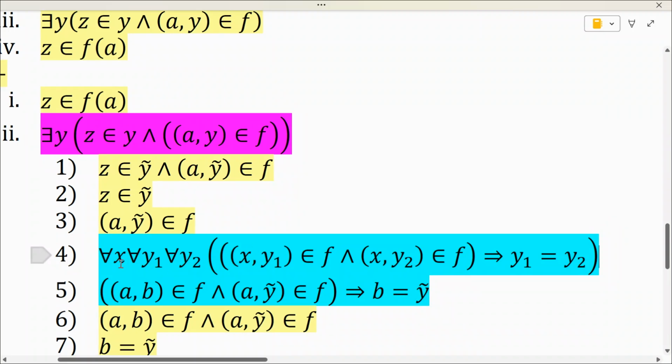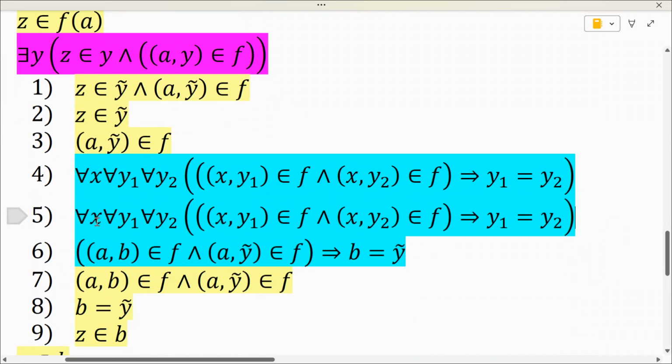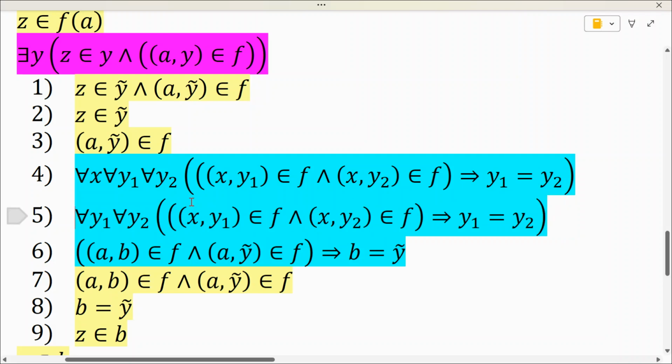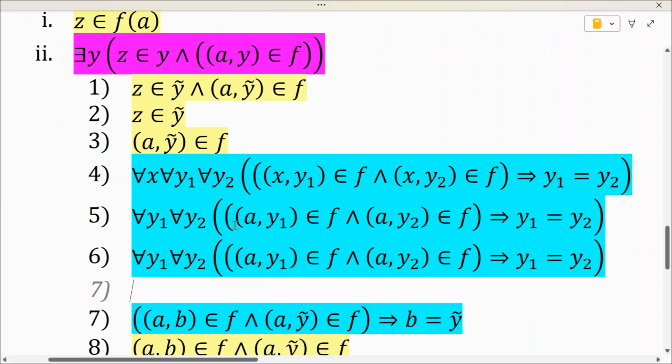First of all, we have the statement here. Then we get rid of the x. What are we replacing x with? We're replacing it with a. Next, we are replacing the y1.